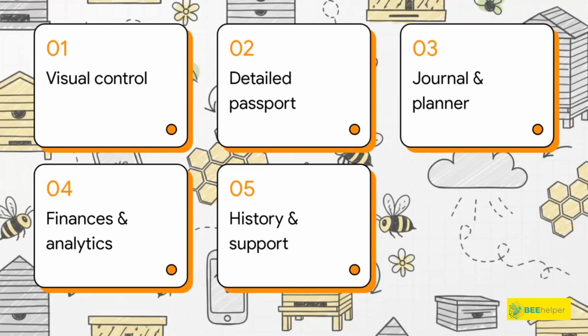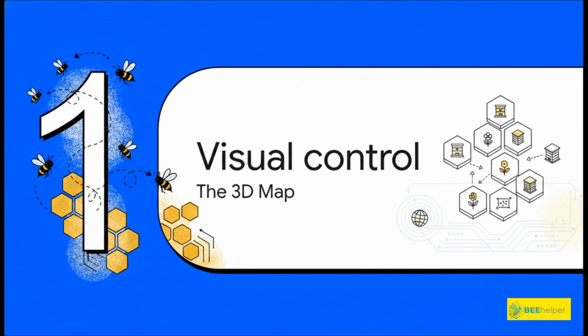Here is our roadmap for today. First, we'll look at the visual control of your apiary. Second, the detailed digital passport for each hive. Third, the convenient journal and workflow planner. Fourth, we'll dive into finances and business analytics. And finally, we'll touch on the deeply personal history of the app's creation and support. All right, let's jump straight into part 1, visual control of your apiary using the 3D map.